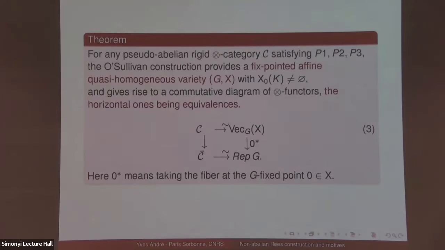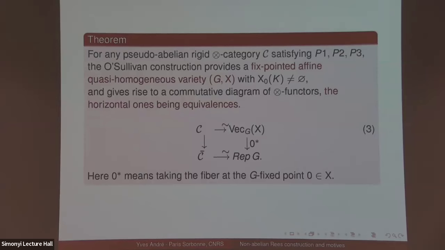Now we will see that the converse is true. For any pseudo-abelian rigid tensor category which satisfies the first property, having a fiber functor, the second property, that any object is a direct summand in some tensor construction, and the third property, which says that morphisms are generated in low degree, then the O'Sullivan construction provides X, a quasi-homogeneous variety, fixed-pointed, affine, and it has a rational point in its fiber X node.